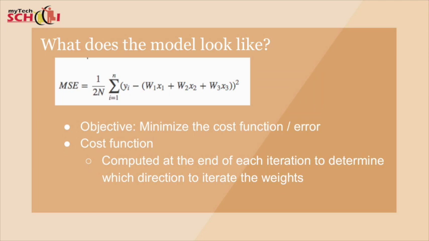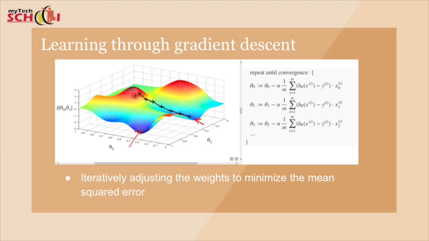So the objective of the model is to minimize the cost function or the error. The cost function is computed at the end of each iteration to determine which direction to iterate the weights. So the regression model uses a gradient descent algorithm to find the optimal set of weights that would produce the lowest MSE. It is an iterative process, and it usually does thousands of iterations before it finds the optimal solution. You could see that in the graph over here.